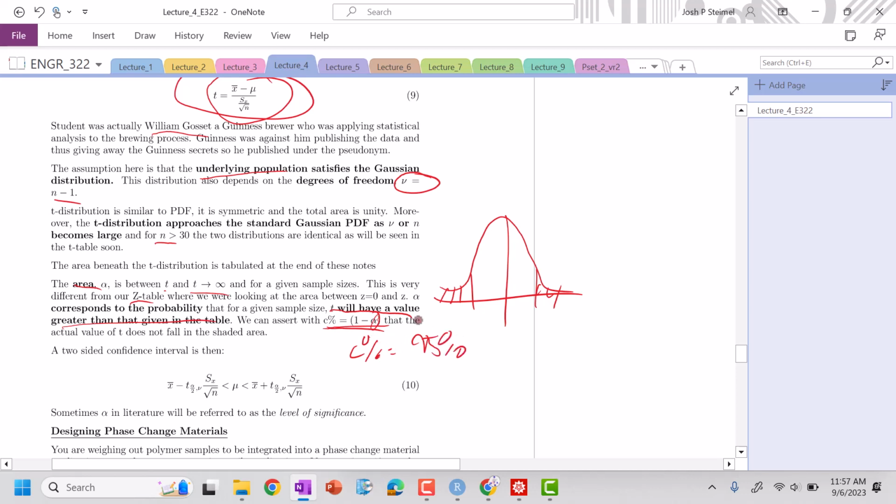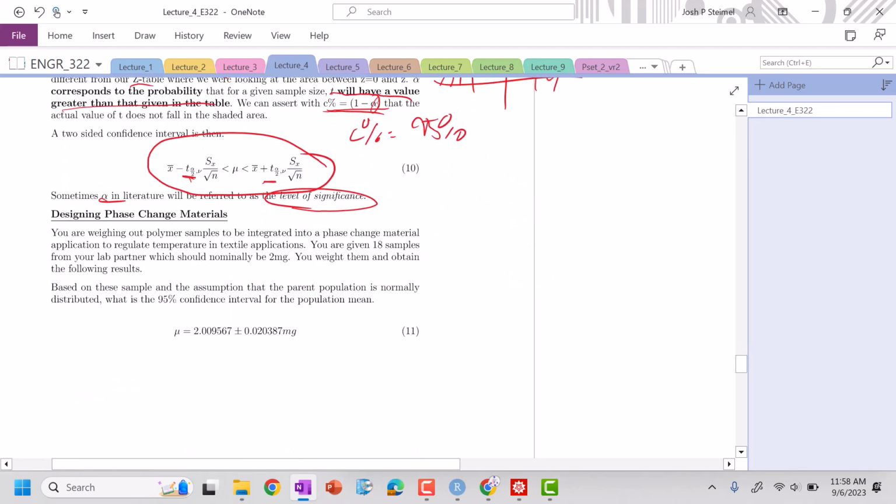So anyways, for a two-sided confidence interval, we would just have this here. The only thing that changes is that prefactor t alpha over 2. And again, if it's two-sided, and then we'll get into left-sided. Again, you can see alpha as that level of significance here. So let's go ahead and calculate this with an example.